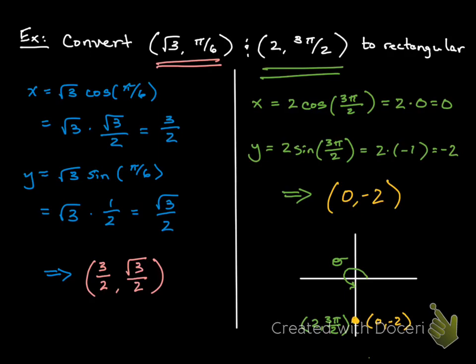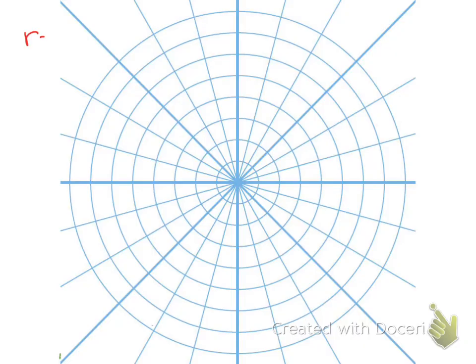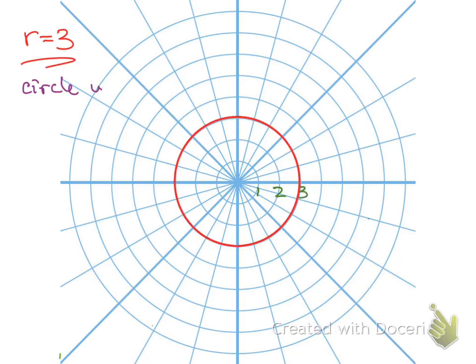Okay. Another cool thing that we have here, if I can show you, if I just graph r equals 3, if I go out 3 radial units, r equals 3 is just a circle with radius 3.